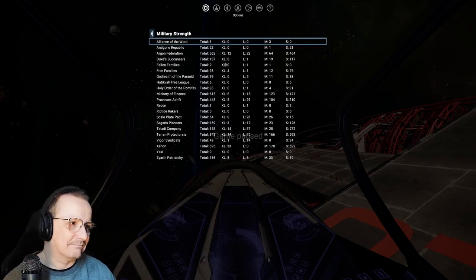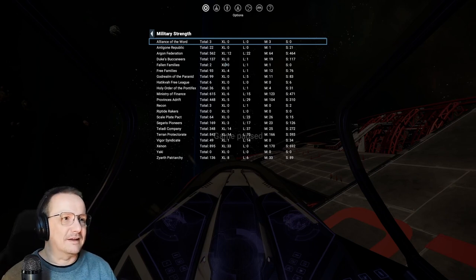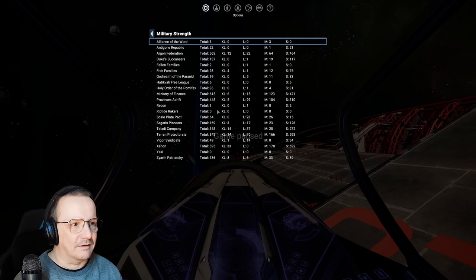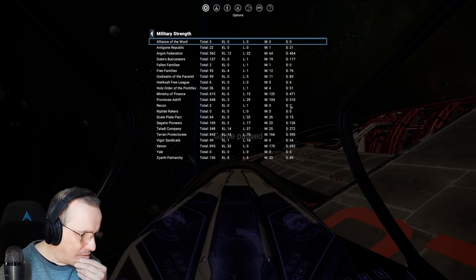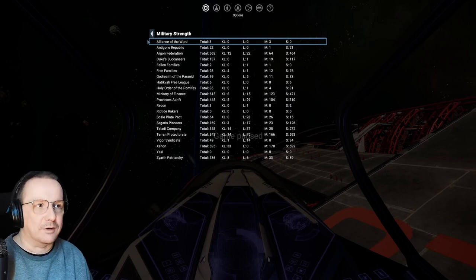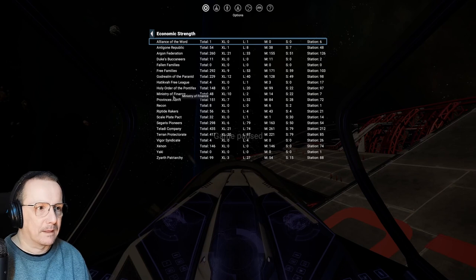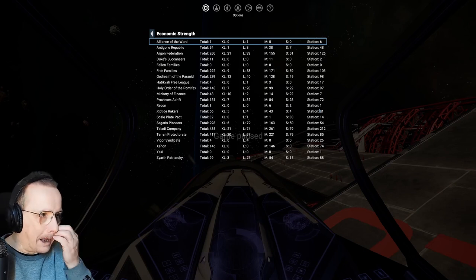Military strength. This is borderline cheaty, I think, because this lets you see the ship count of every faction. You can see that I have a large ship and 2 small ships, and that's everything. Yeah, that is all I have, isn't it? I don't have anything else. I have my Odysseus, and I have my Pegasus and my Perseus. Okay, I could have sworn... No, oh, that's military. Military strength. So I have 3 military ships. And if I go to economic strength, you can see that I have 8 medium ships and 2 small ships and a station. That makes more sense.